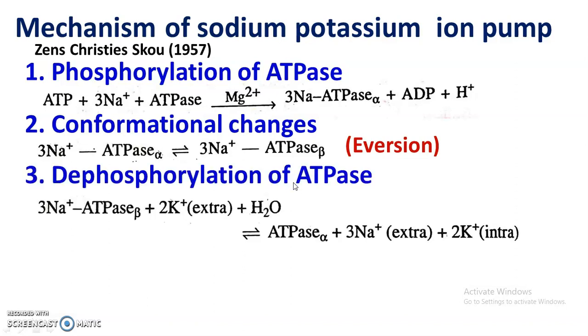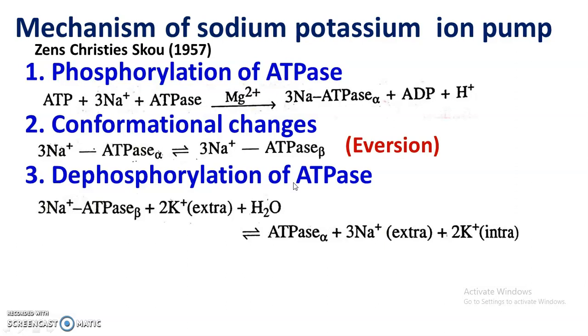Now step number 3 is the dephosphorylation of ATPase. 2 potassium ions are bound to the outside of the enzyme. The attachment of potassium ions triggers dephosphorylation of the alpha units, and phosphate is released into the intracellular fluid. This induces a conformational change again in the enzyme, and there is an eversion. The second time there will be eversion.